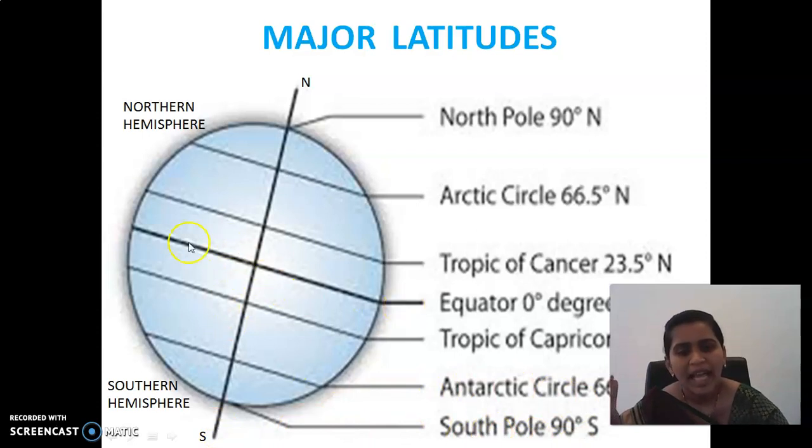As we know, the equator divides Earth into two equal halves: one is the northern hemisphere and the other is the southern hemisphere. Guys, understood? You have to remember the major latitudes: equator, Tropic of Cancer, Tropic of Capricorn, Arctic Circle and Antarctic Circle.